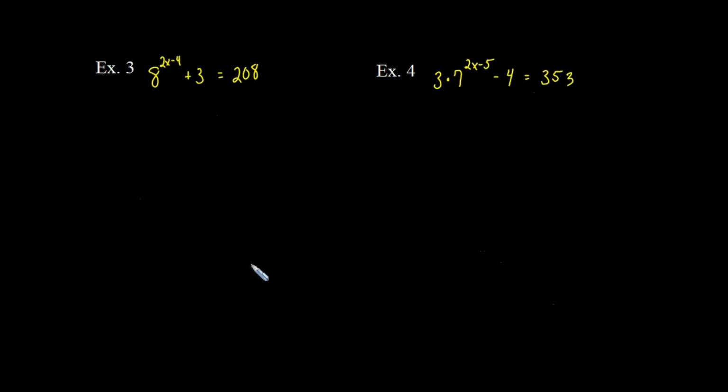All right, so example 3. Here we can see we have the exponential term, but we have added 3 to it, so we're just going to do the opposite. We're going to subtract 3 from both sides, or add a negative 3 to both sides. We will get 8 to the 2x minus 4 is equal to 205 when we subtract that 3 from both sides. And then we'll take log base 8 of both sides.